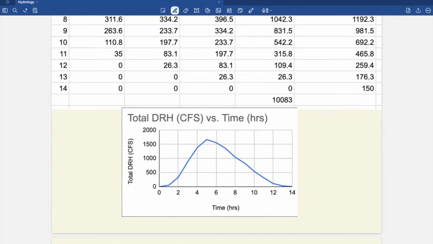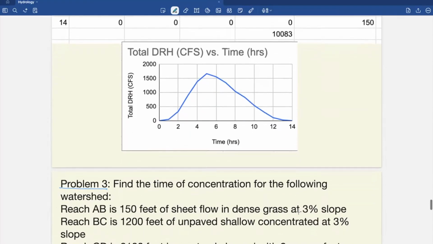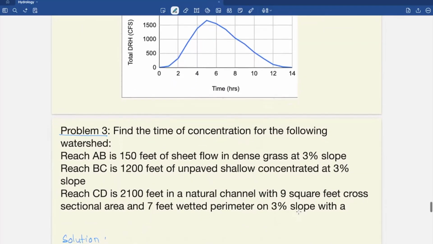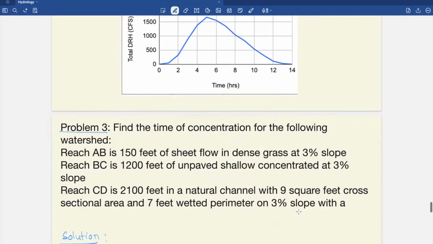Before I jump into question number 3, let me discuss what time of concentration is. The time of concentration is the time it takes for water to travel from the hydrologically most distant point in the watershed to the outlet. It's critical because it determines which rainfall intensity to use in the rational method or other methods. In our problem, water travels through 3 different reaches, each with different flow mechanics. We calculate the travel time for each reach and add them up.